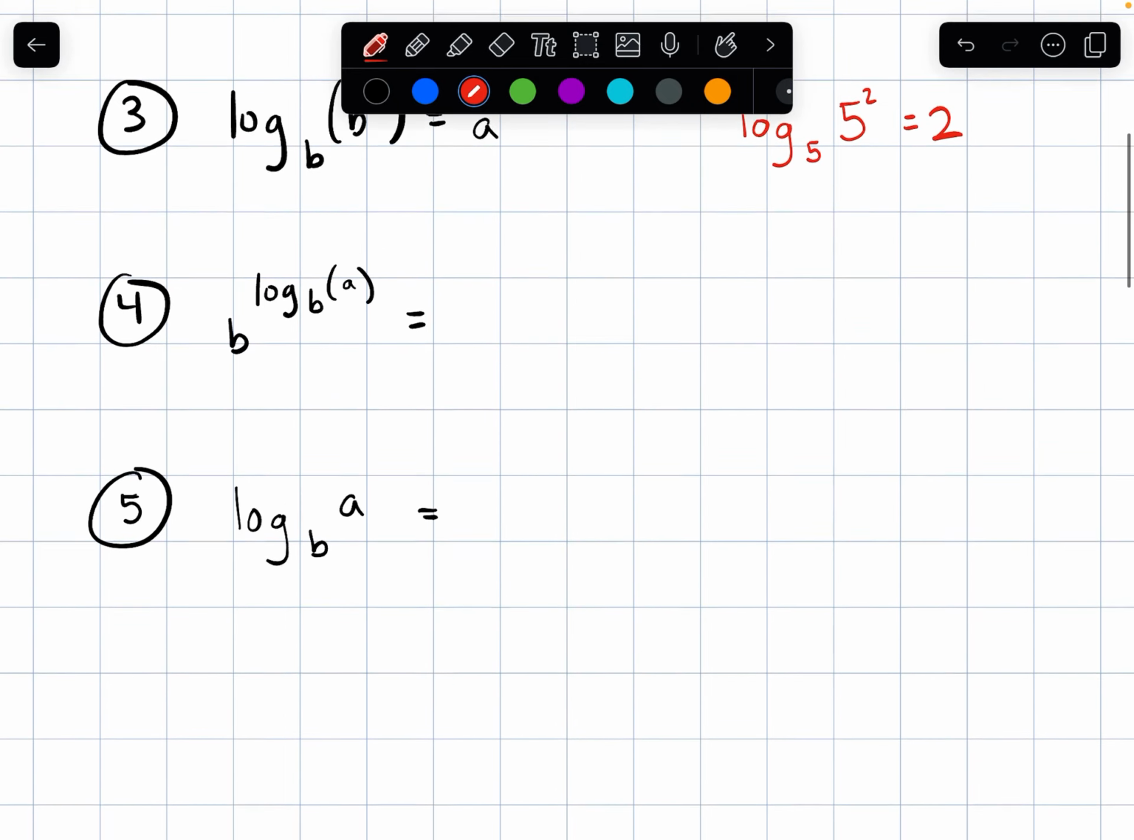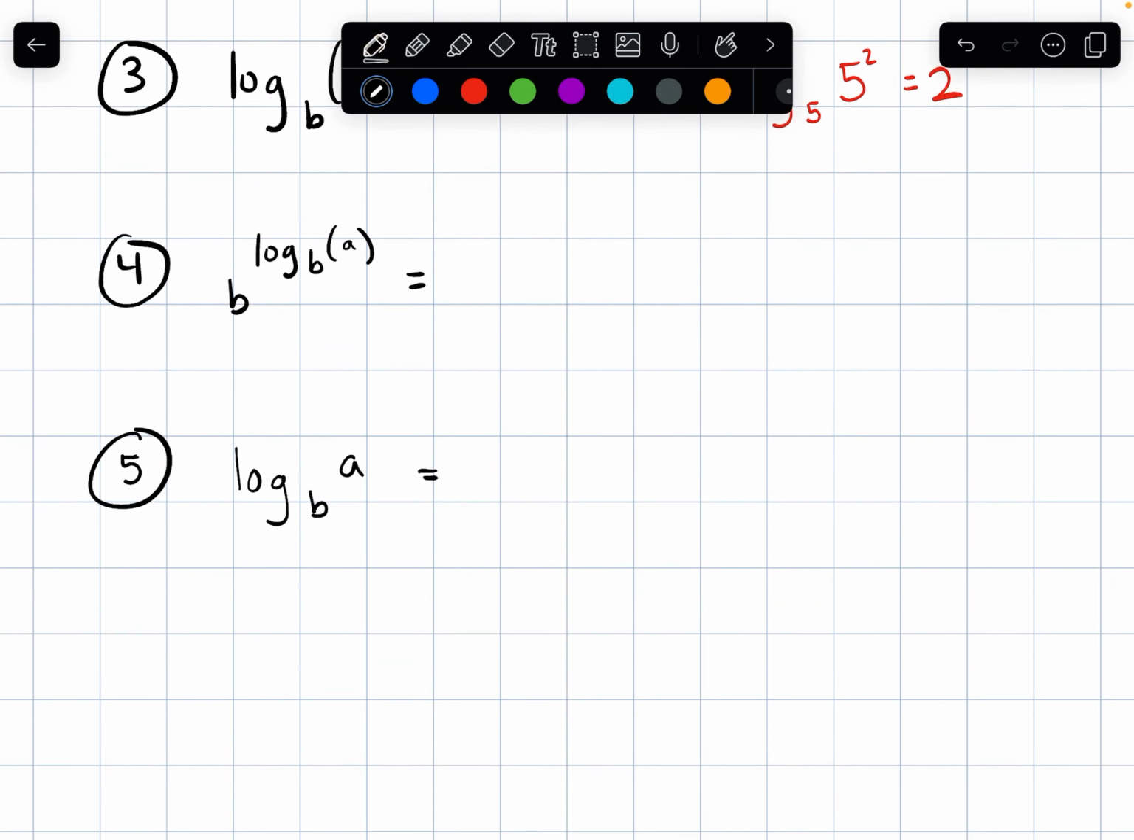Now number 4 is kind of an interesting one. Looks a little bit different. In problem number 4, my exponent is actually a logarithm. So this whole entire logarithm, log base b of a, is the exponent. A little bit different than what we're used to seeing, and we're going to explore this more in class as to why this is true, but the answer to this is a. The rule is basically whenever your base here is the same as the base of this logarithm, then your answer, your exponent, is going to be the argument.